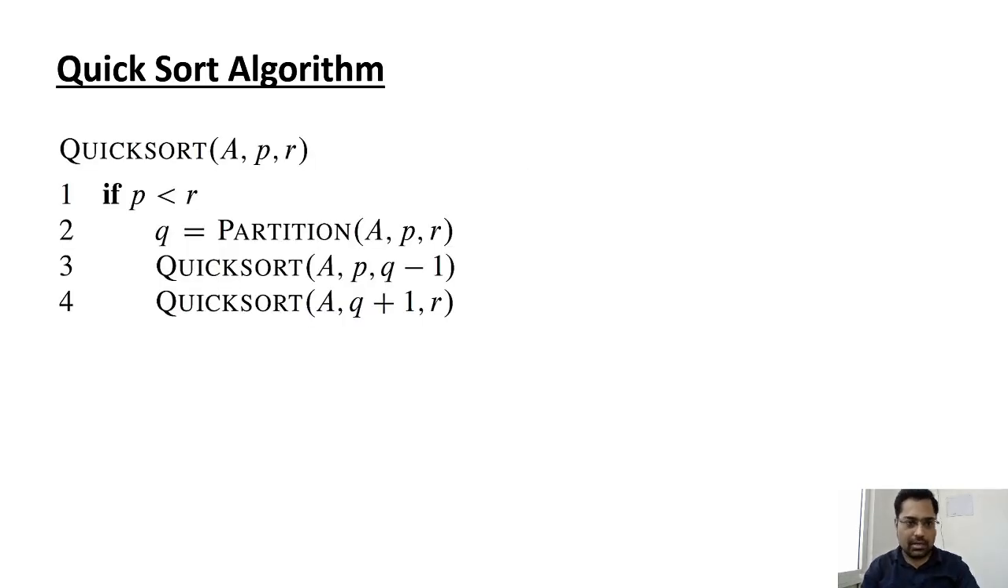Next, this content I have collected from Cormen. The book name is Introduction to Algorithms, written by Cormen and other co-authors. Basically, in these videos, I am following two different books. One is by Tados and other co-authors. Another book is by Cormen and other co-authors. So here, A stands for array. P stands for the first index. R stands for the last index.